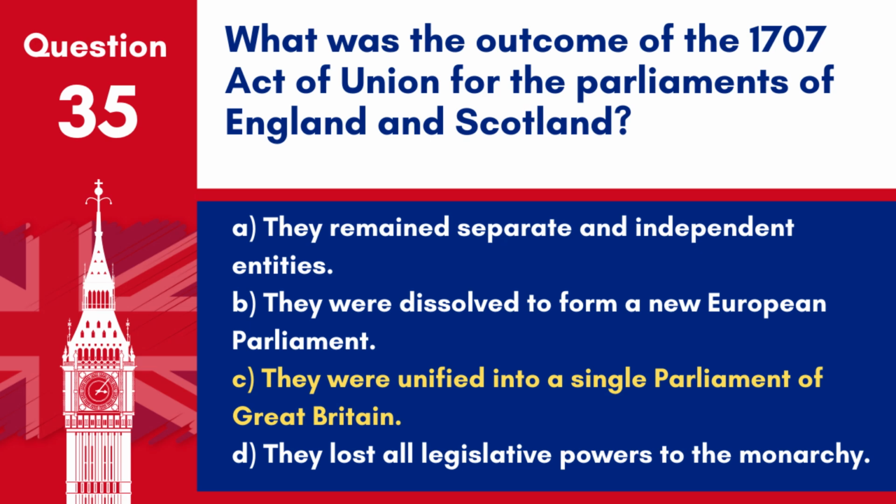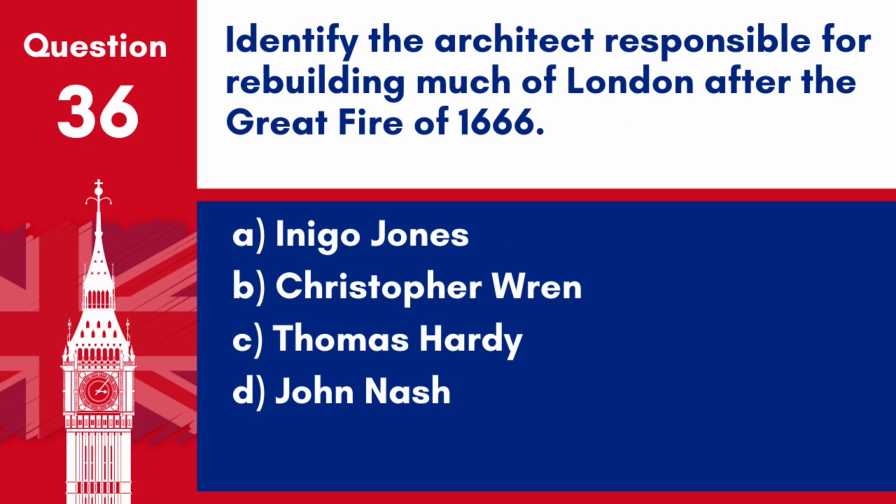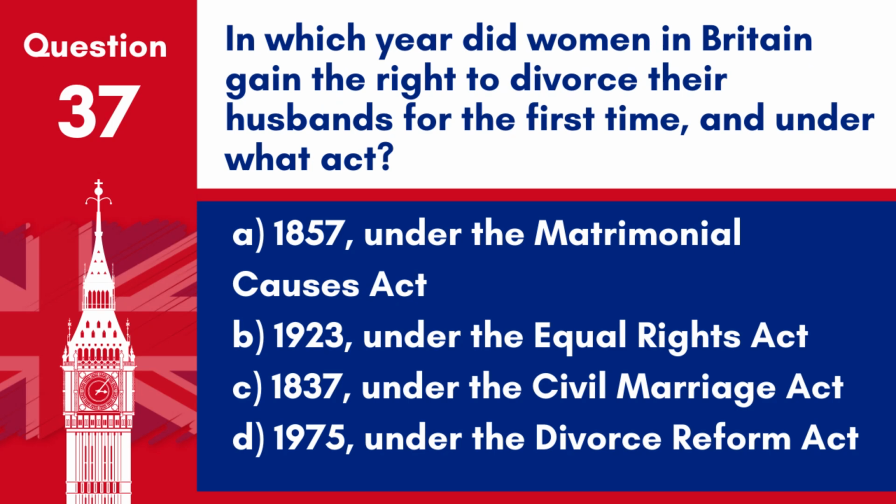Question 36. Identify the architect responsible for rebuilding much of London after the Great Fire of 1666. A. Inigo Jones. B. Christopher Wren. C. Thomas Hardy. D. John Nash. Answer B. Christopher Wren. Sir Christopher Wren played a key role in rebuilding London after the Great Fire of 1666, including designing the new St. Paul's Cathedral.